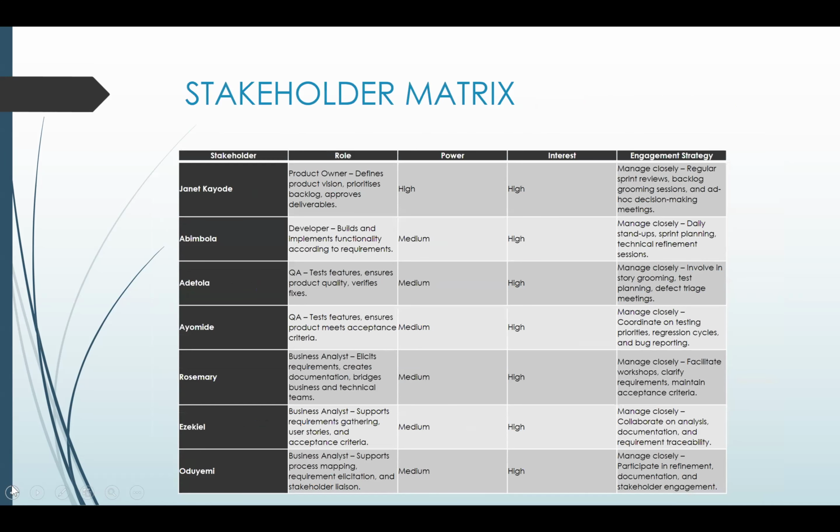Okay, so I looked at the stakeholder matrix, and this is just to show us who the product owner is, my team members, the developer. I've got the product owner here, the developer, the rest of my team, they're here, and then to show their roles and their power and interest in the project. Also the engagement strategy.